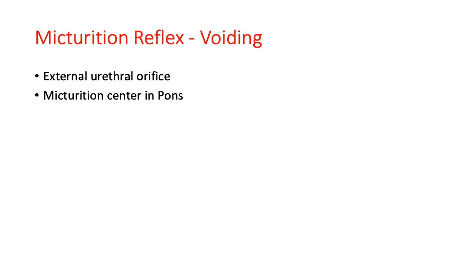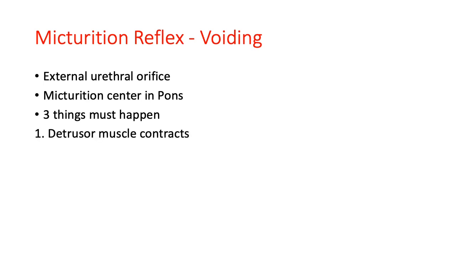In order for voiding or urination to occur, three things must happen. The detrusor muscle, or the muscle within the walls of the urinary bladder, must contract. The detrusor muscle is smooth muscle and is innervated by both branches of the autonomic nervous system: the parasympathetic branch, which causes it to contract, and the sympathetic branch, which is inhibitory and causes it to relax.